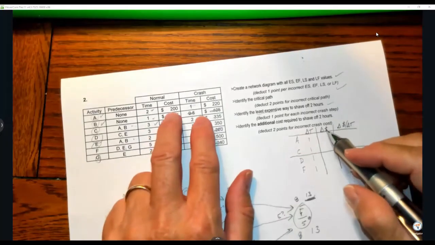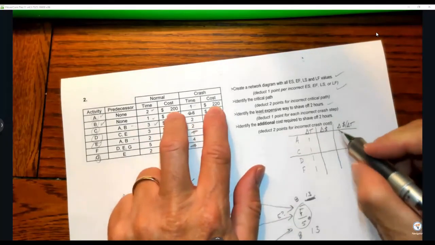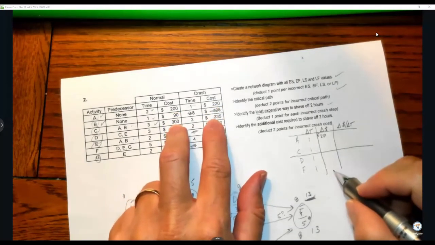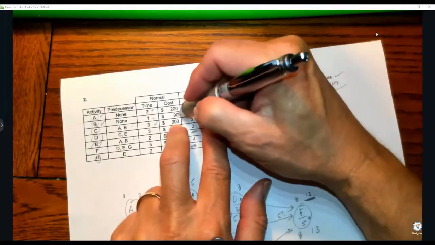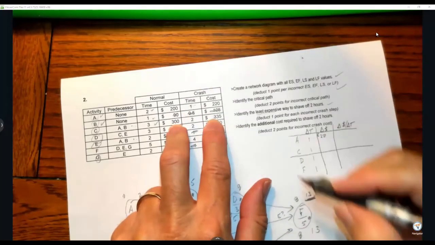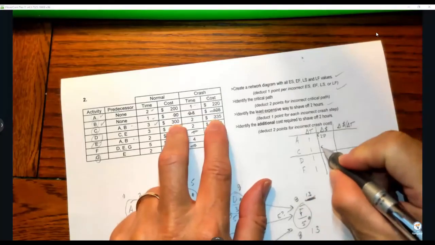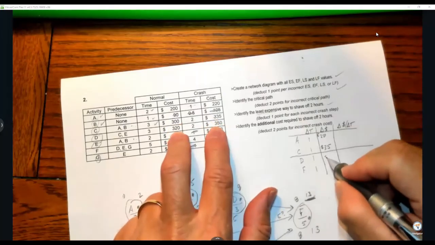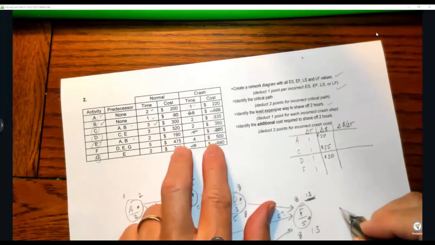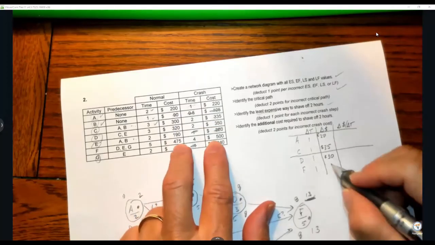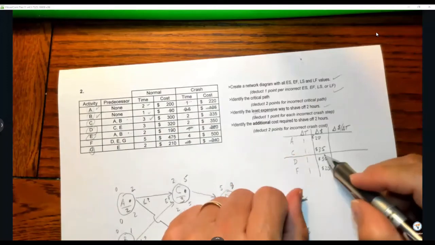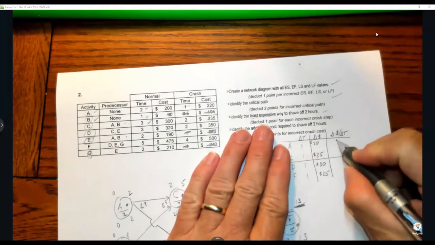Change in money for A is $20 more, so I put 20 down. For C, I should cross C's out too, but I didn't. C, that's $35. D, $30. And F, $25. Okay. Now, if we're really supposed to take this number and divide it by that number, in this case, it's just going to be the same.